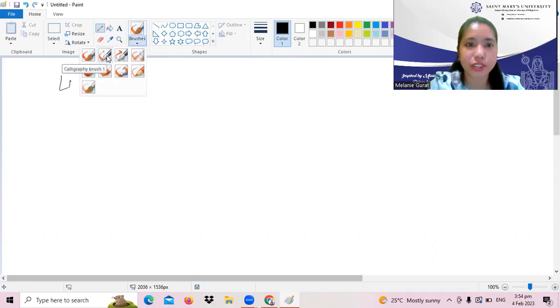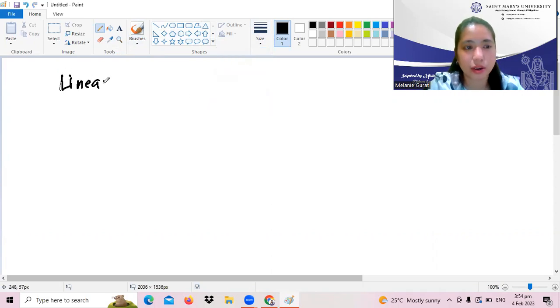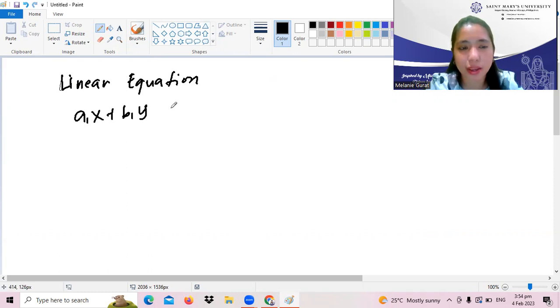When we talk about a linear equation, it means that we are dealing with highest degree 1. So let's consider a linear equation: a sub 1 x plus b sub 1 y is equal to c sub 1, or we can actually remove the subscript 1, or generally ax plus by is equal to c.